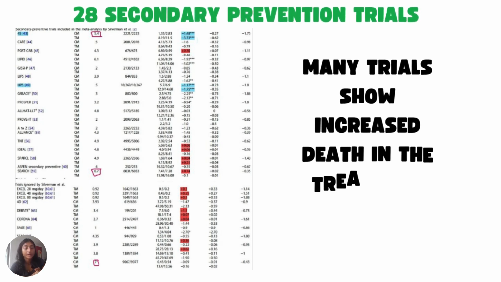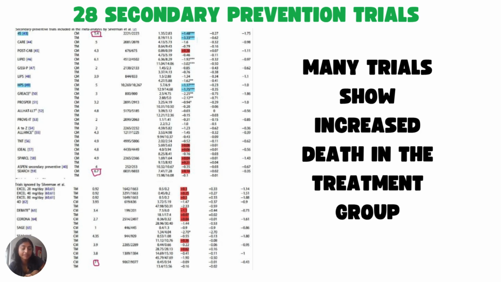Now, this is where it gets even more juicy and interesting. There's 28 trials on those who've had heart attacks, okay? And around half the trials show that there's increased death in those who are treated with statins. I will link this paper down below so you can look at the exact numbers. But the benefits are almost marginal, and in many of the trials, there's actually increased death in the treatment group.